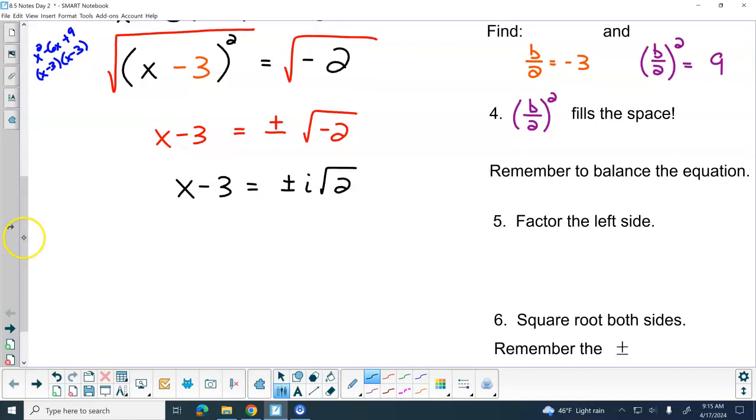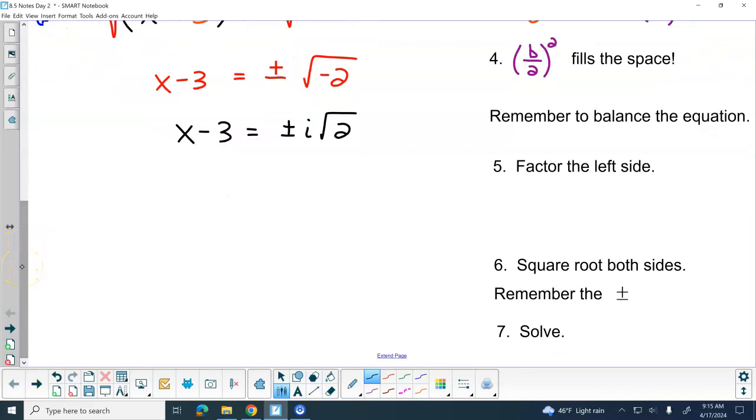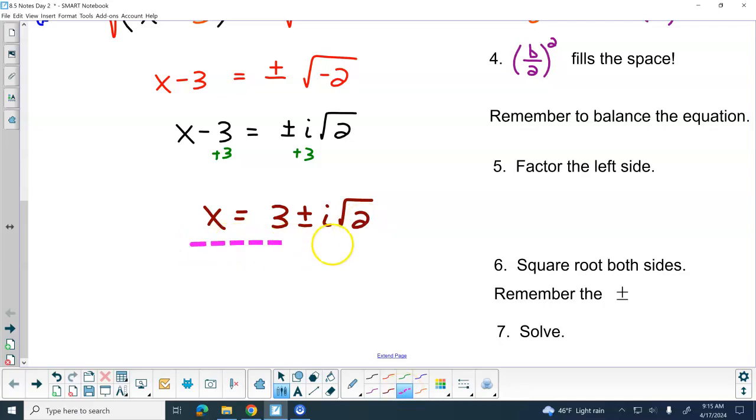And then lastly, we just have to solve. We go about solving by adding 3 to both sides. And so our final answer here is x equals 3 plus or minus i square root of 2. Today, when we get to conics, you're going to stop at step number 5.